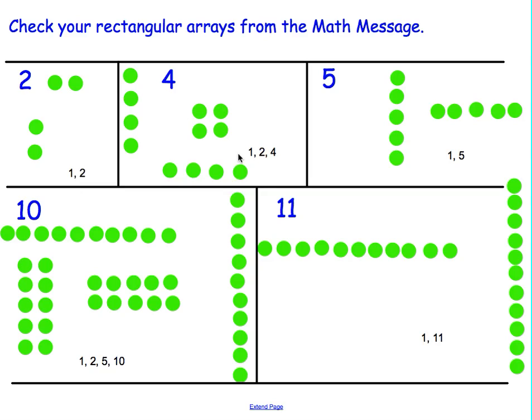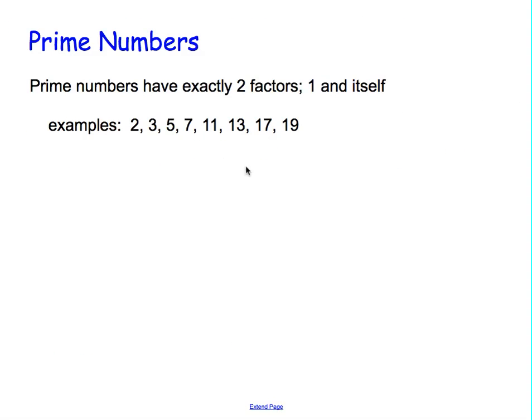Now if we look at number 4, 4 has the factors 1, 2, and 4. It has more than 2 factors, so 4 is not a prime number. Which other 2 numbers on this page are prime numbers? Right, numbers 5 and 11, because they have exactly 2 factors. Here are some examples of the first prime numbers. These are the prime numbers up to 20. Okay, so write them in your notebook. 2, 3, 5, 7, 11, 13, 17, 19. It's a really good idea to become familiar with these particular prime numbers because they're the ones that you'll need to be able to recognize most often.